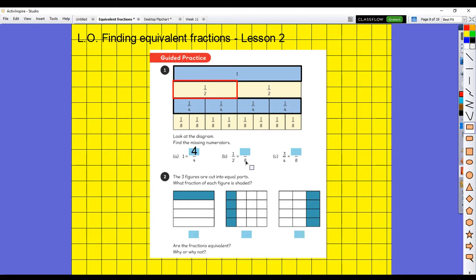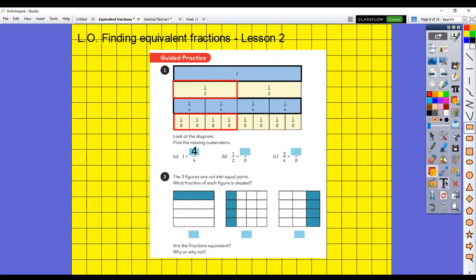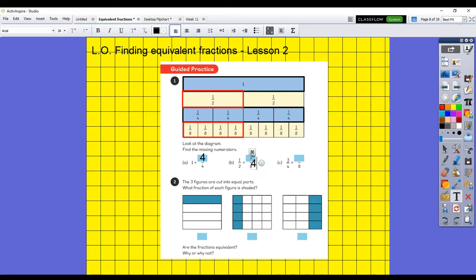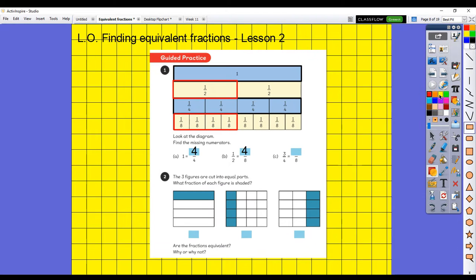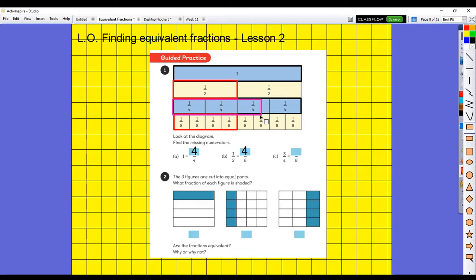What is that equivalent to? How many 8? Well, let's count. 1, 2, 3, 4. So 1/2 is equivalent to 4/8. Okay, what about 3/4? Okay, so we have 3/4. I'm going to get another coloured square now. Let's go for pink. Okay, so 3/4 here is the same as how many 8?